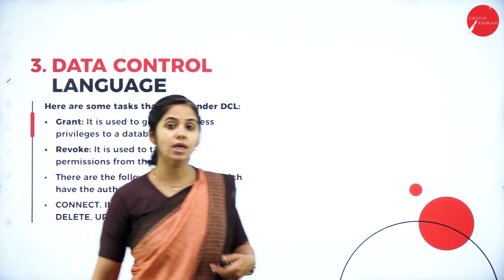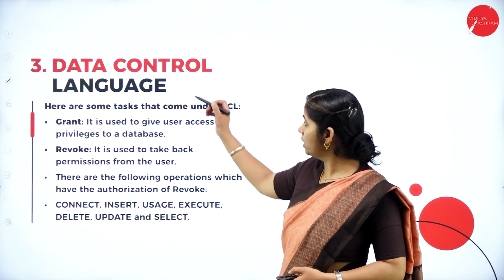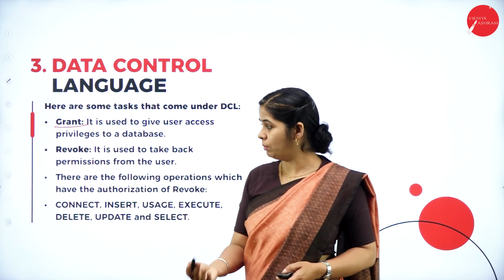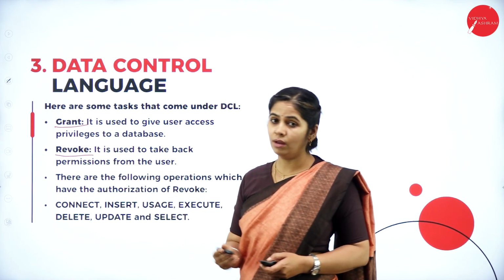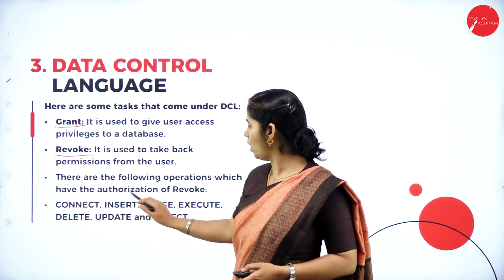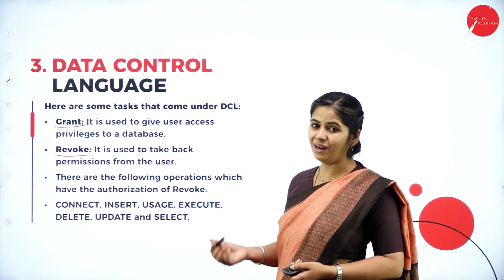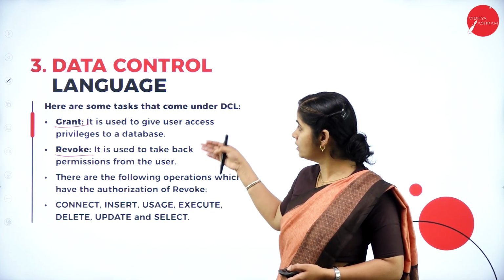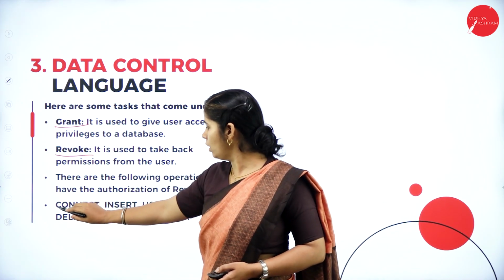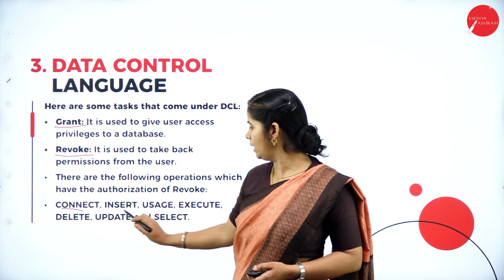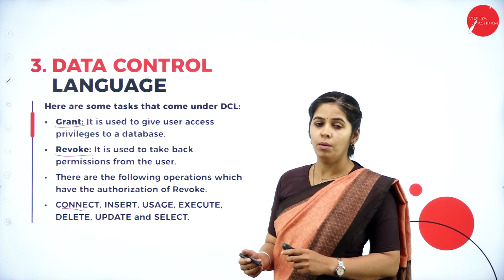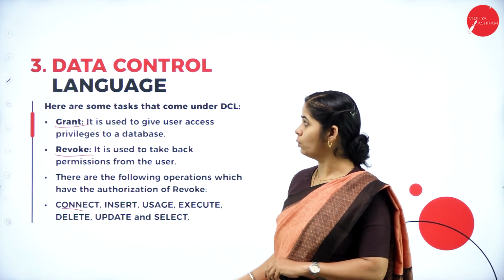Next, what we have is transaction control language. The operations we can do on the data control language are granting the permission and revoking, that is, removing the permission. The following operations have the authorization of revoking or taking out of the permission, and all come under the data control language. Those are connect, insert, usage, execute, delete, update, and then select. These are all the operations that can be used by data control language.